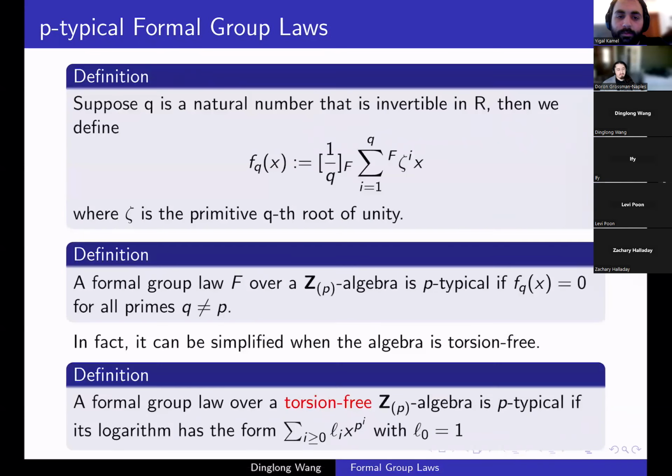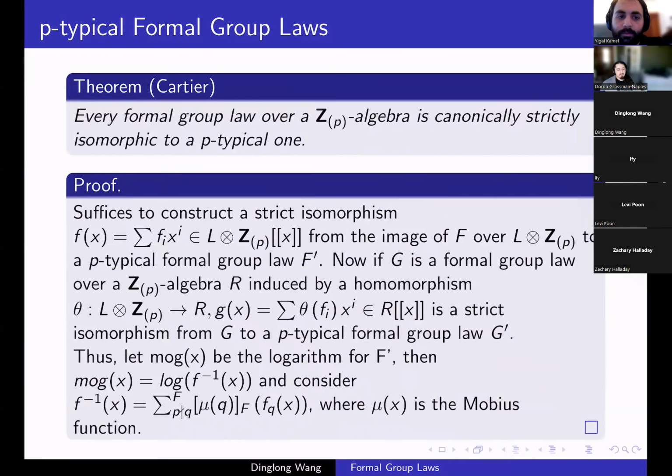Okay, so a theorem of Cartier tells us that every formal group law over a Z_(p) algebra is canonically strictly isomorphic to a p-typical one. And I'll go over the proof here because there's a construction that I will reference later. So it suffices to construct the strict isomorphism from the image of F over L tensor Z_(p) to a p-typical formal group law F prime.